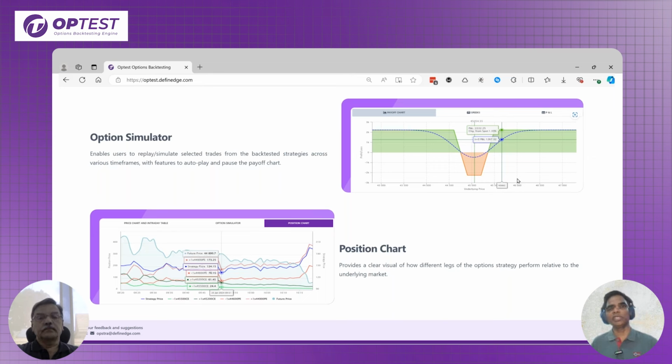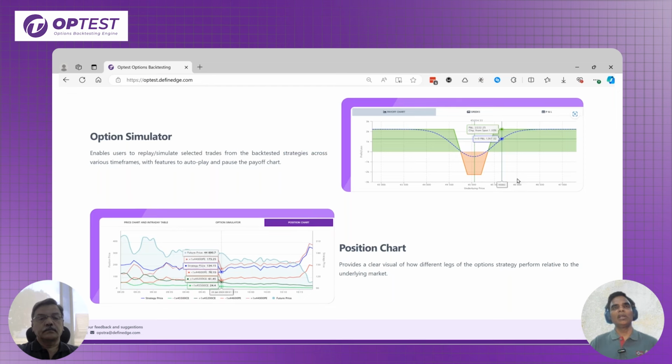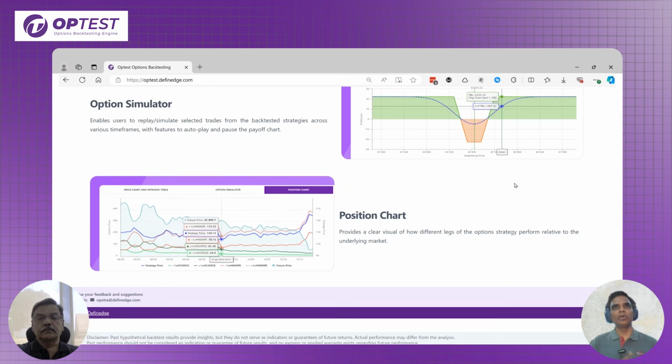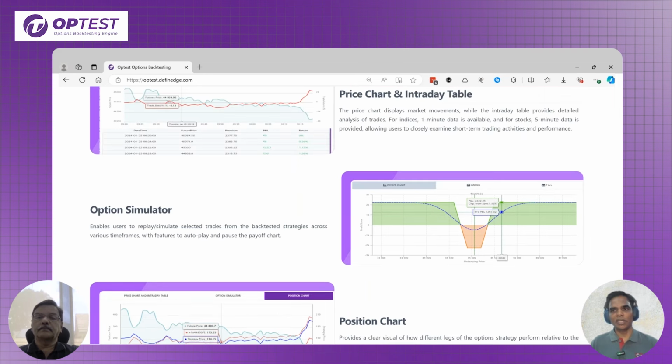And then in position chart, you can see the data at individual leg level. So let's say you have done an iron condor. So there are 4 legs. You can see the data of each and every option leg, as well as the combined price, and how those have performed individually with respect to the underlying price. In this case, it will be the futures price. So these are the main features that are there.